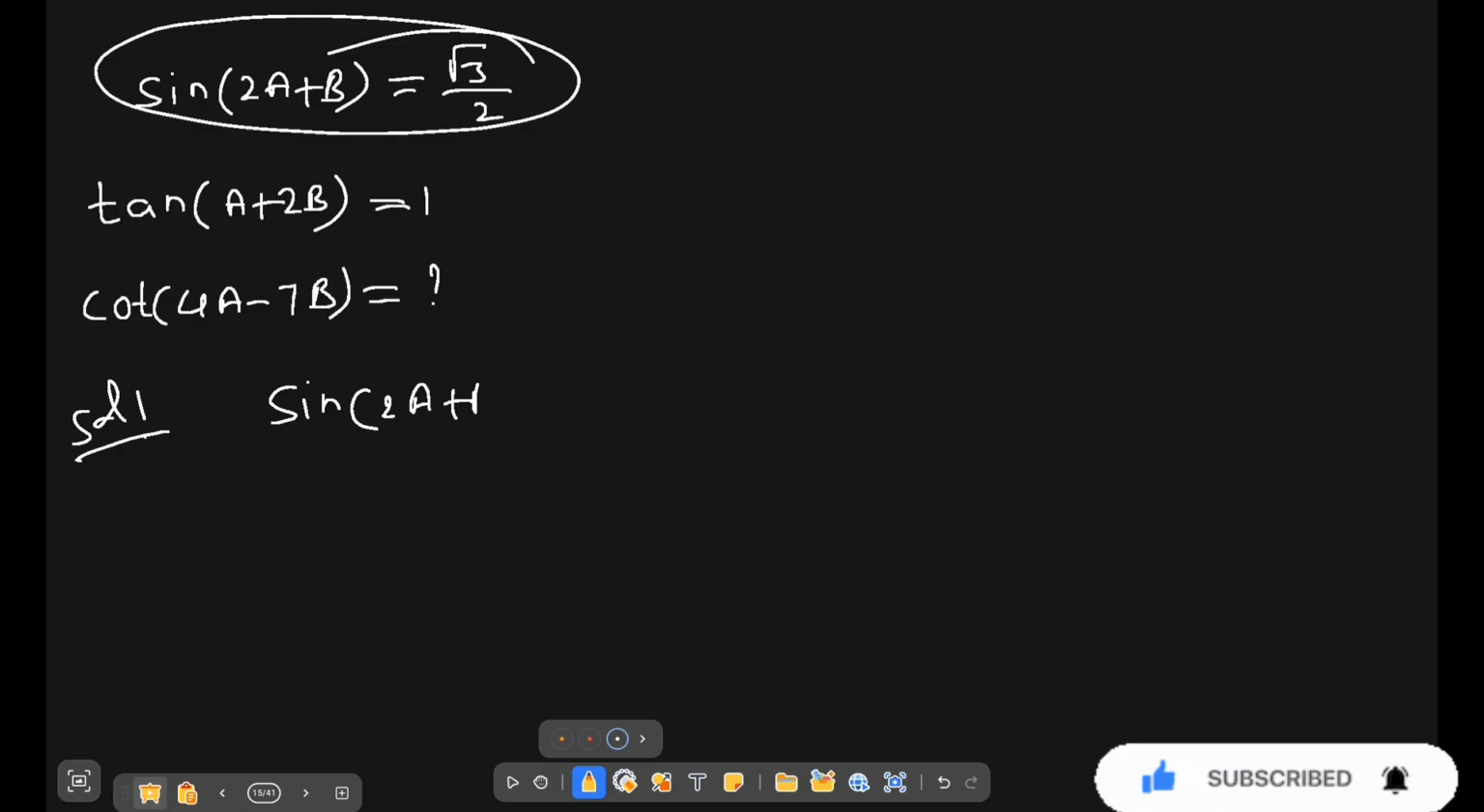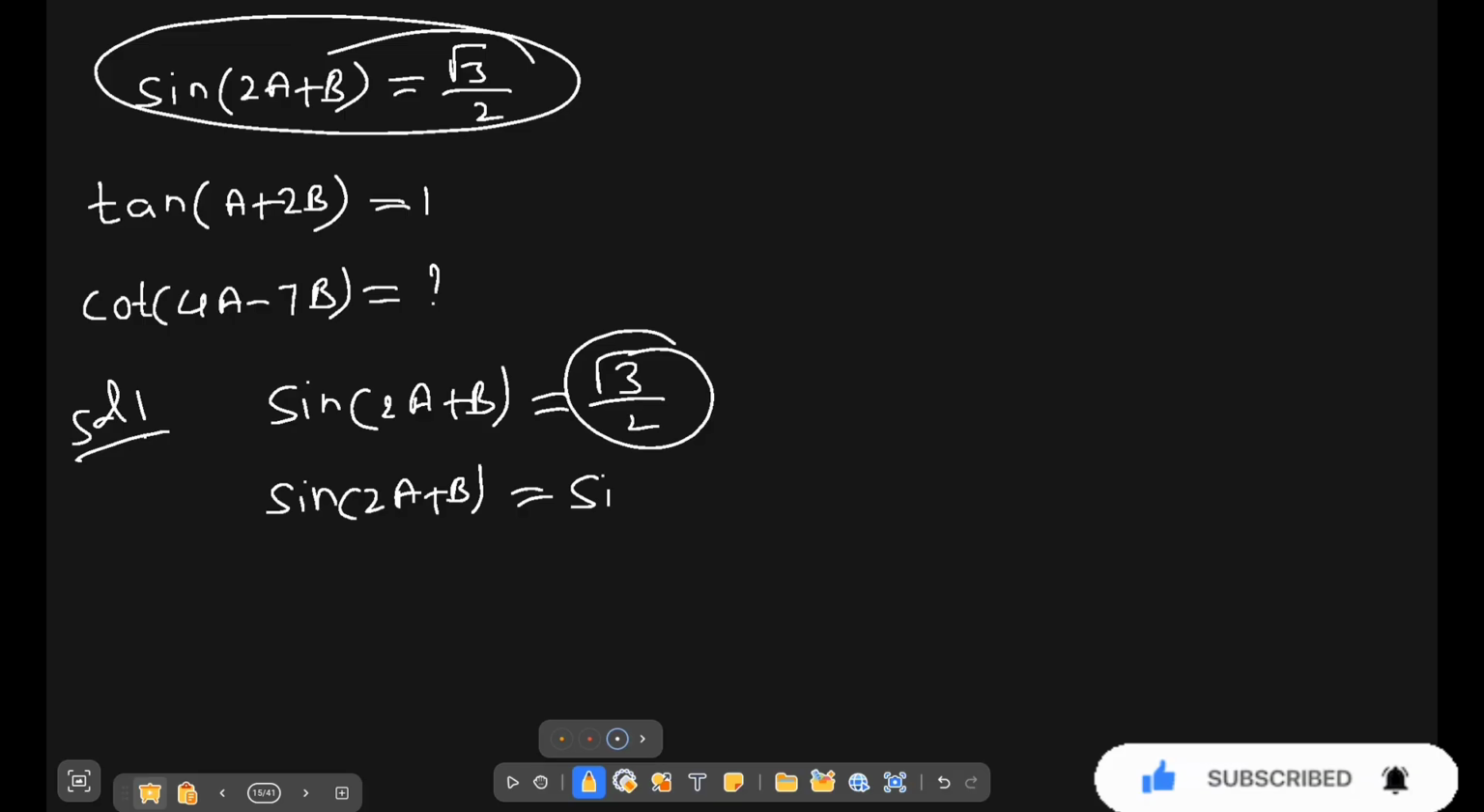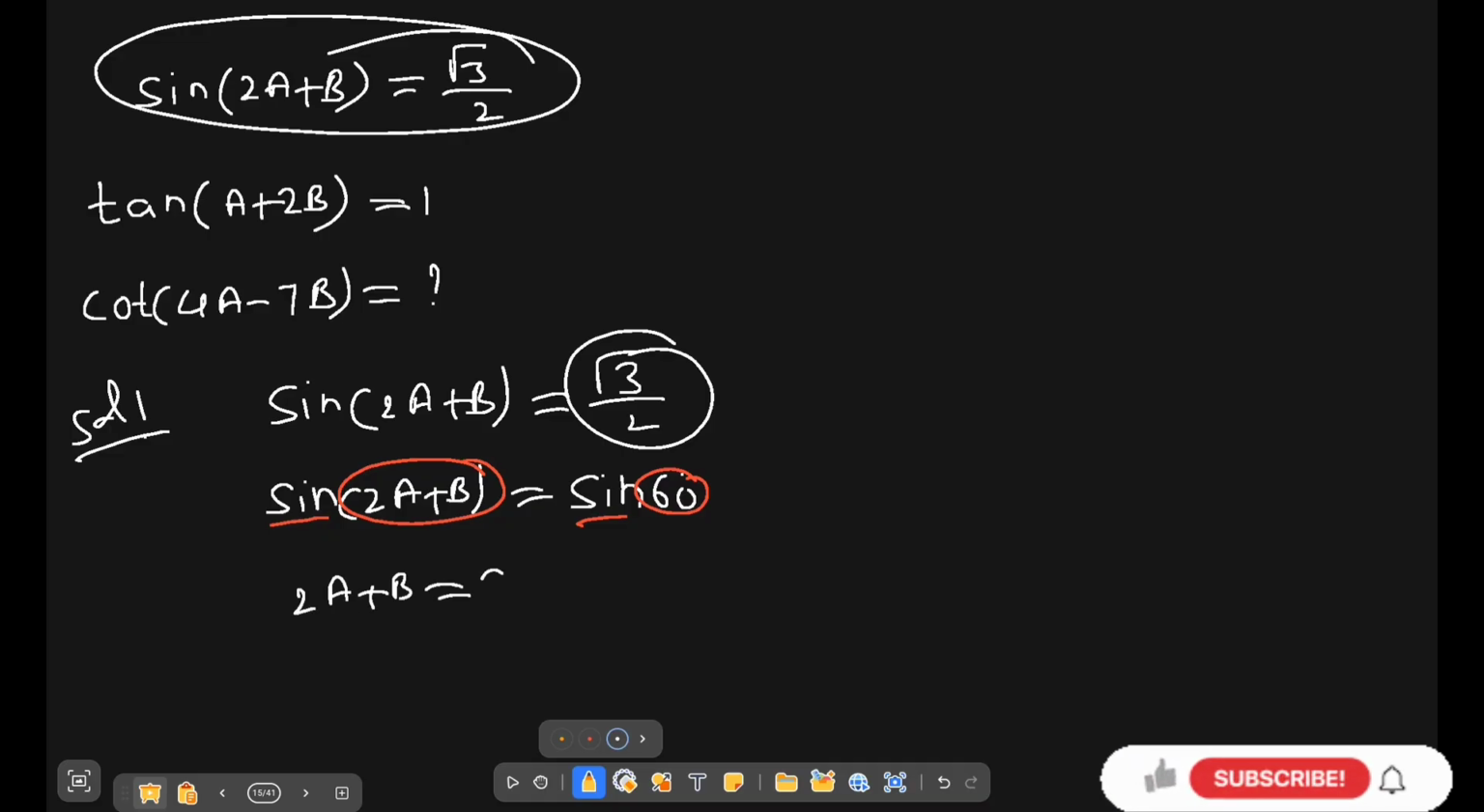Sine 2A plus B is equal to root 3 by 2. So at which angle in sine do we get root 3 by 2? Sine 60, right? So sine 2A plus B is equal to, in place of root 3 by 2 you can write sine 60. If you compare left side and right side, sine is common, so 2A plus B is equal to 60. Let this be equation 1.